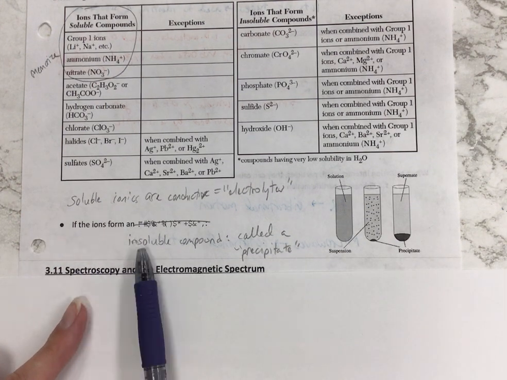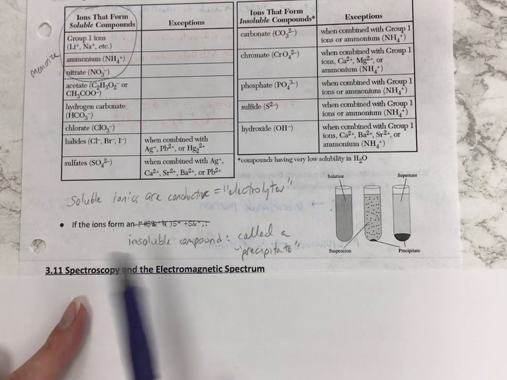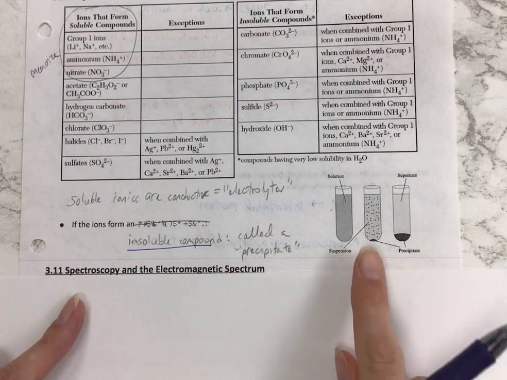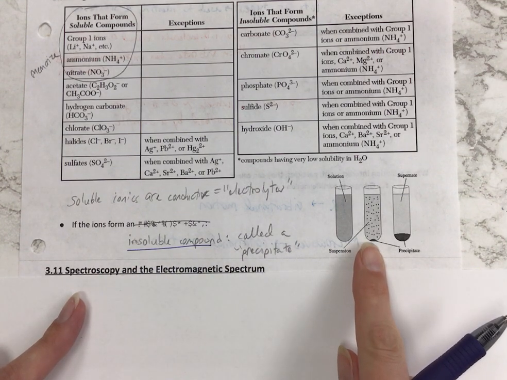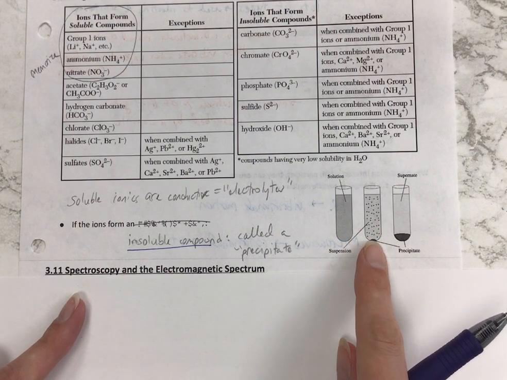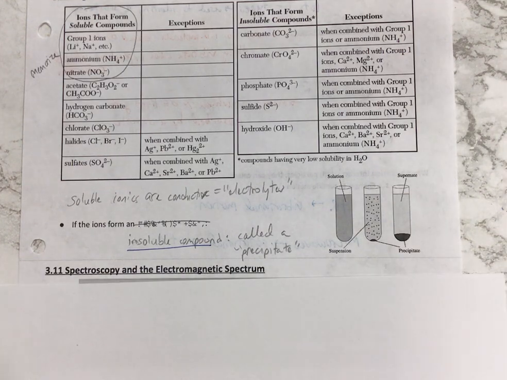If the ions form an insoluble compound, it's called a precipitate. If ions form an insoluble compound, it will form a precipitate, and that's just the picture. Precipitate is our fancy word for if my two solutions combine to make some sort of ionic solid, then the solid we consider a precipitate. It's kind of a solid in fluid. And that's it for 3.10.